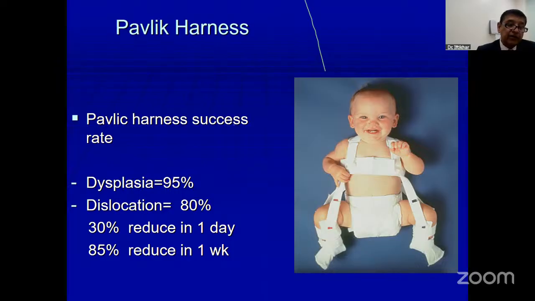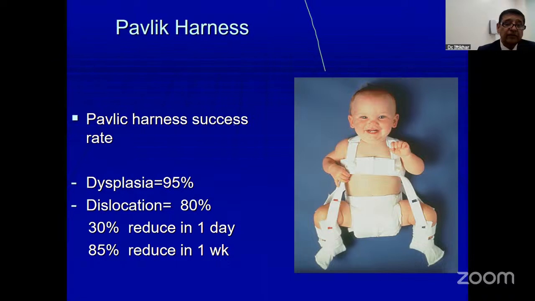Now, in dislocation, if the hip is dislocated, 30% of the hip dislocations will reduce within 24 hours. 85% will reduce within 1 week. So you will know the result within 1 week, let's say 2 weeks. The hip should be reduced. If it's not reduced, there's a problem. That means either the straps are not put properly, or things are not going the right way. So we have to look for that and reevaluate it.